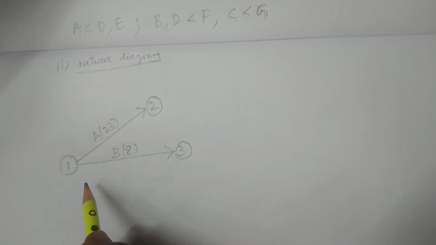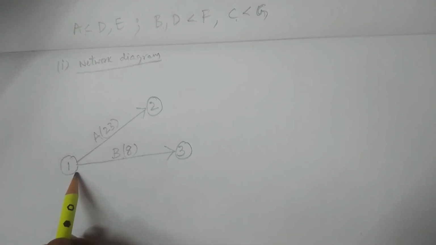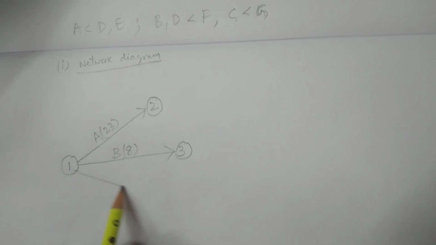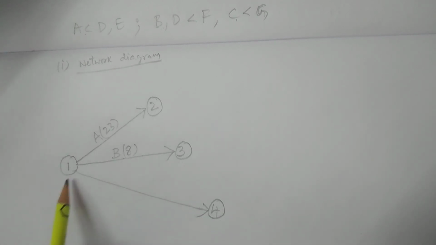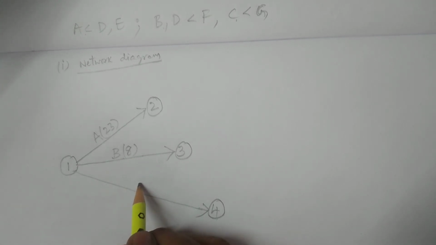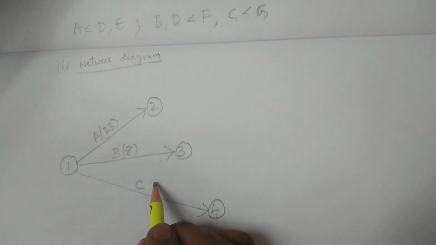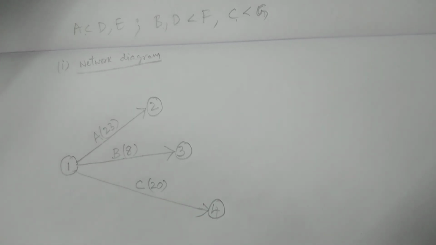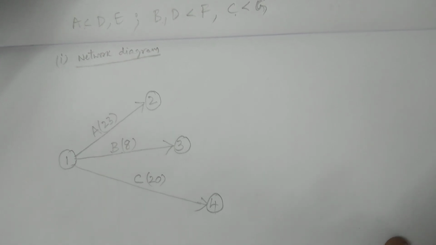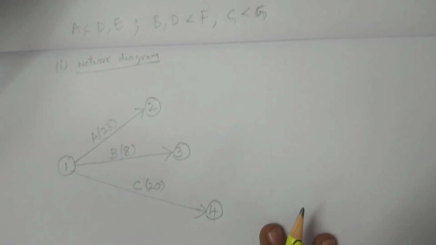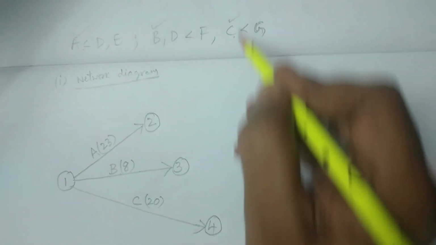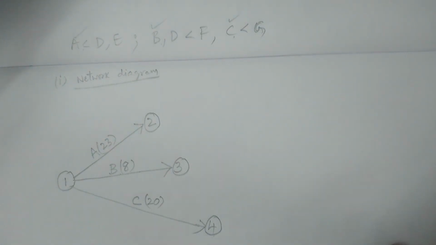Similarly, C is also an independent activity. I'm connecting this particular activity like this. That is the fourth node. I'm taking the fourth event, so I have connected 1 to 4, and I consider this activity C, and the number of days is 20. I have started the network diagram like this, because A, B, and C are independent activities. Now you see the relation.